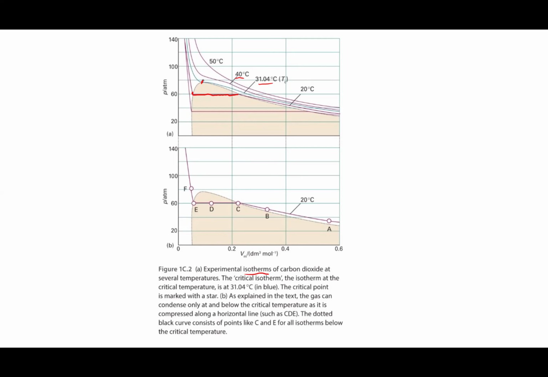It says down here, in this cutoff just of the 20 degrees Celsius, this is talking about the gas condensing in this phase to become a liquid. It says it is compressed along the horizontal line, and so on and so forth.